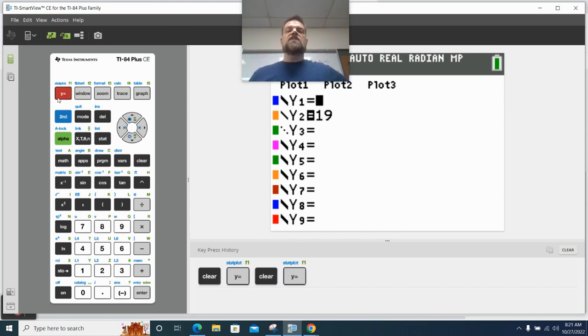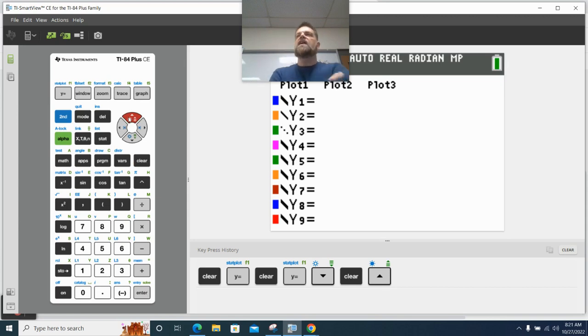Hit y equals on your calculator. Turn your calculator on, hit y equals. And then just go over here. There's probably some stuff plugged in there from my other math class. Highlight where you're supposed to plug in the equation and hit clear. Okay. Is everybody on this screen? All right. Is there anybody having issues getting to this screen? Just going to hit the y equals button.